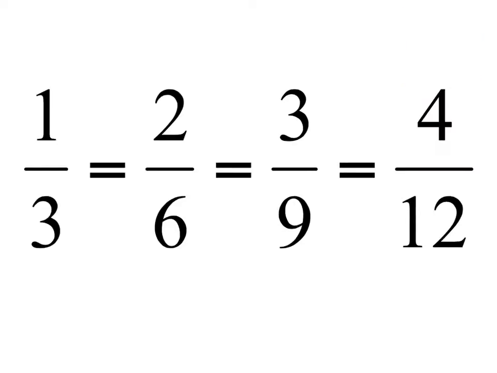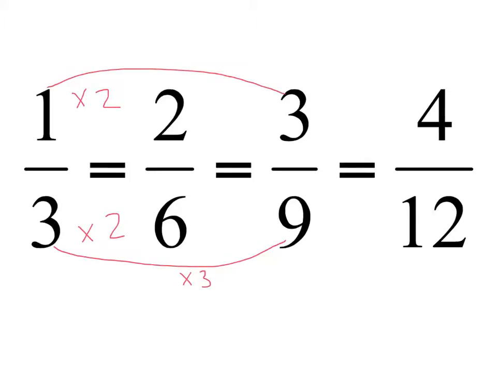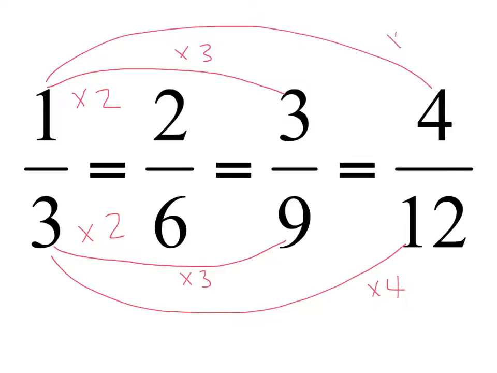Okay, this is the answer you should have got. So, 3 times 2 is 6. So we multiply the top number and the bottom number by 2. So what we do to the top, we must do to the bottom. Then we multiply by 3. So 3 times 3 is 9. 1 times 3 is 3. Then we multiply by 4 to get 4/12. So these are all equivalent fractions.